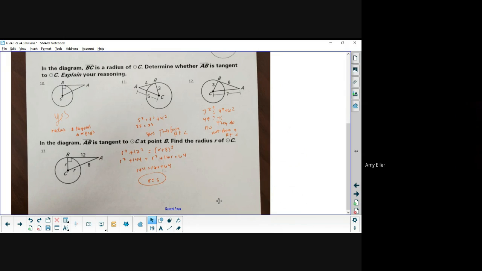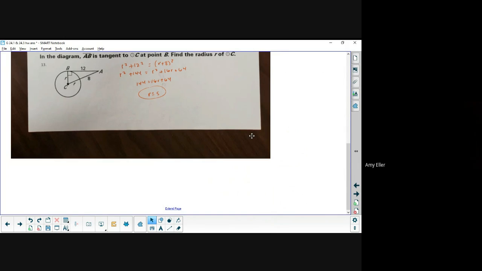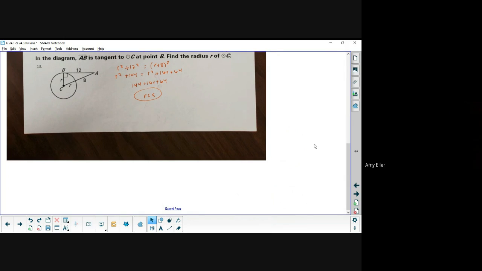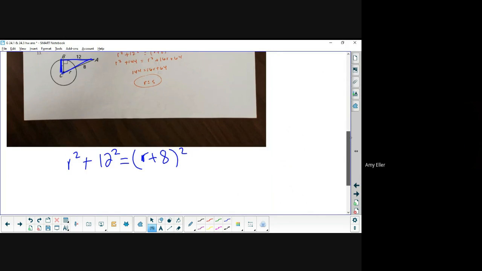13, I mentioned in the lesson that this takes a little bit of work. We do the Pythagorean theorem, but what's different about the Pythagorean theorem is not the beginning. R squared is pretty typical. 12 squared is this. The interesting part is the hypotenuse. If you take a look, the hypotenuse has 2 parts, R and 8. If it has 2 parts, not just one number, you have to make sure to write it R plus 8, or whatever it is added together.